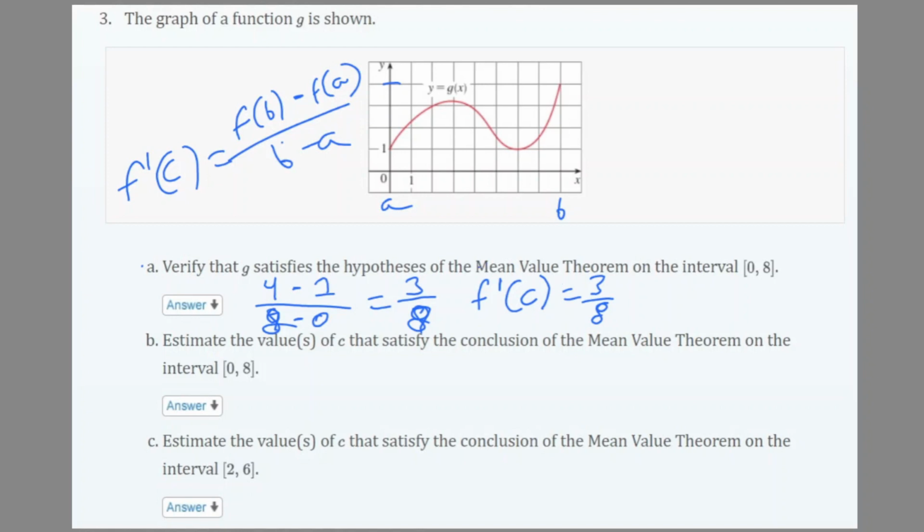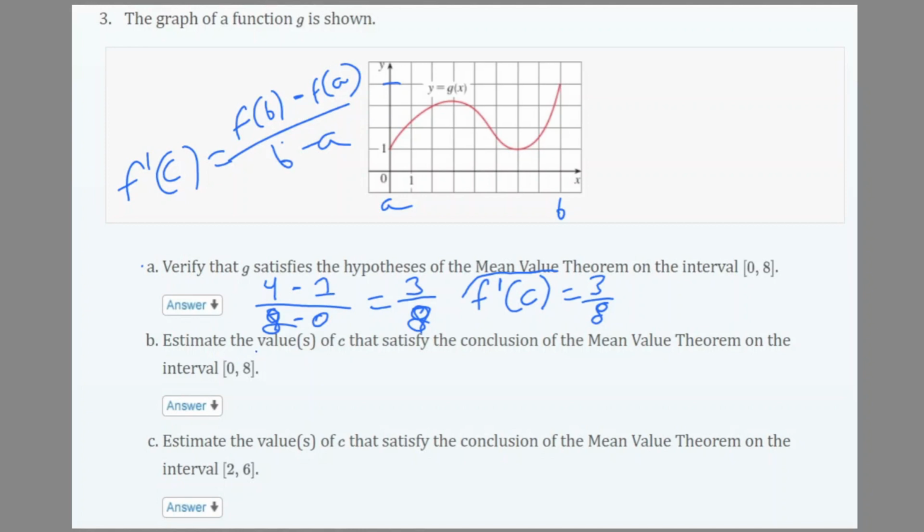And that is going to be our answer for A, since it satisfied the hypothesis of the mean value theorem. Because there is definitely a c value in which it hits 3 over 8, because it's increasing here at a pretty steady rate and then it's decreasing. So by the fact that it's differentiable and continuous, we have to conclude that it satisfies the mean value theorem.